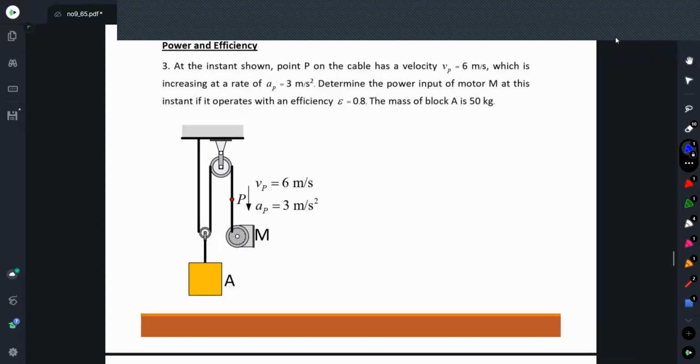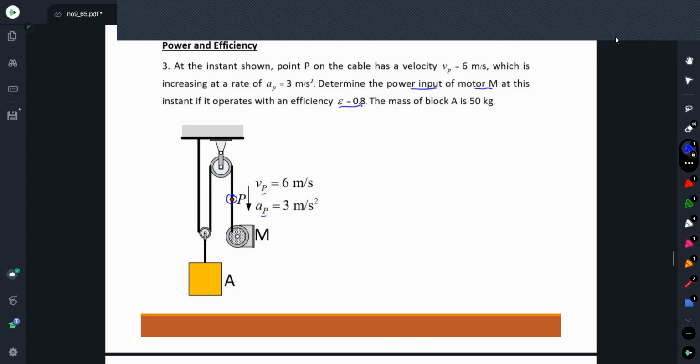At this point we have the acceleration. We know the acceleration according to the model, and we know the velocity of point P. We would like to determine the power input of the motor at the instant if it operates with an efficiency of 0.8. If the efficiency is 1, this is the ideal machine with no energy loss, so the power input is equivalent to the power output, which never happens.